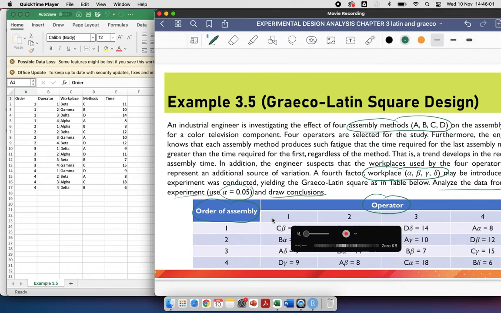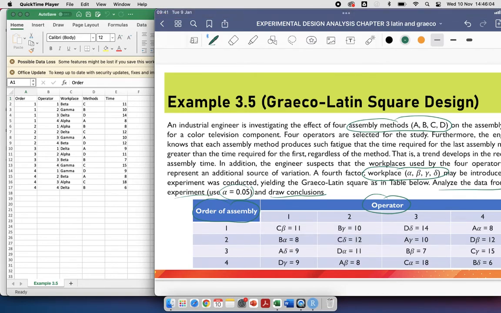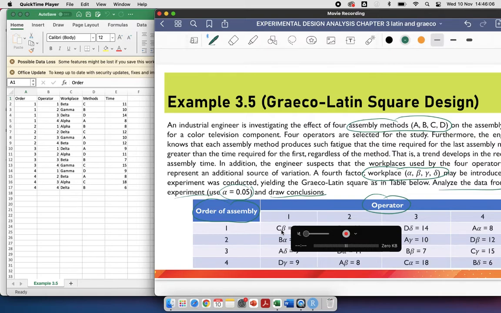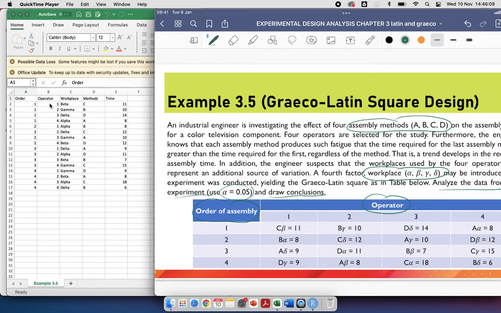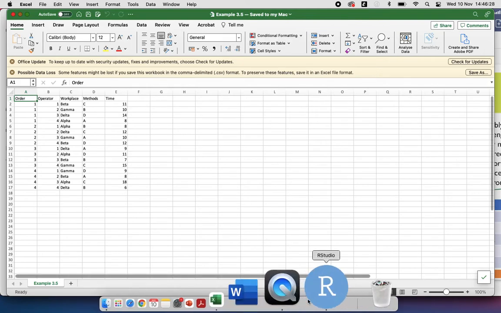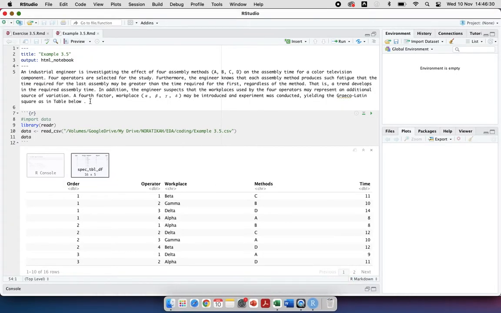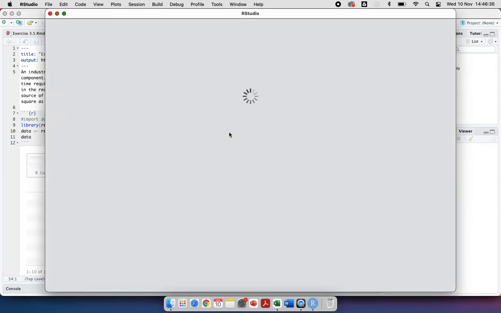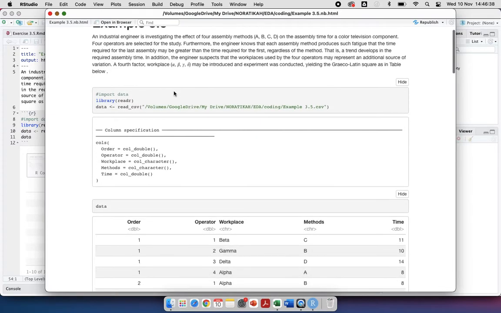For example, operator 1, order 1, treatment C, beta. Order 1, operator 1, method C, beta. Time is 11. So, put it in the correct way. Enter the data correctly, because if you enter the data wrongly, your analysis will be wrong. So, you put all the data here and then, as usual, we use R. Right, so go to example 3.5. This is the solution. We have the question.